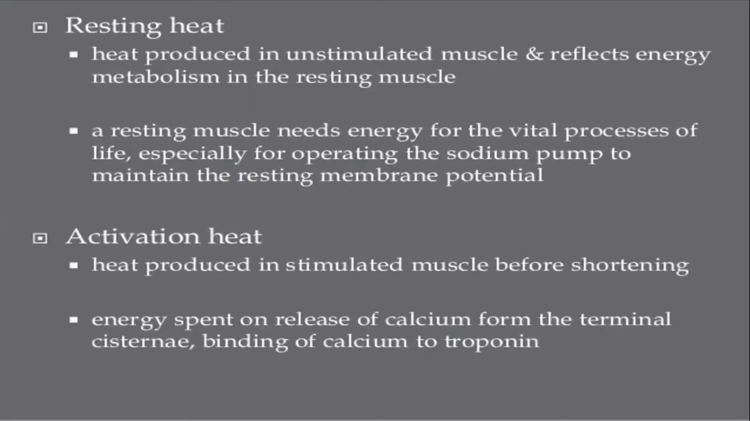Now, there are different heats. One is resting heat. Resting heat is the heat given off at rest. It is the external manifestation of the basal metabolic processes occurring in the muscle. The heat produced in excess of resting heat during contraction is called the initial heat. So you have learned about resting heat and initial heat.